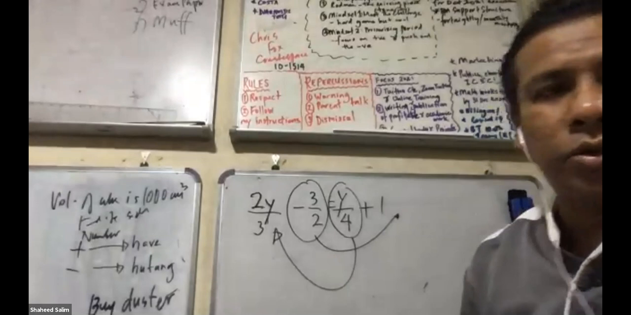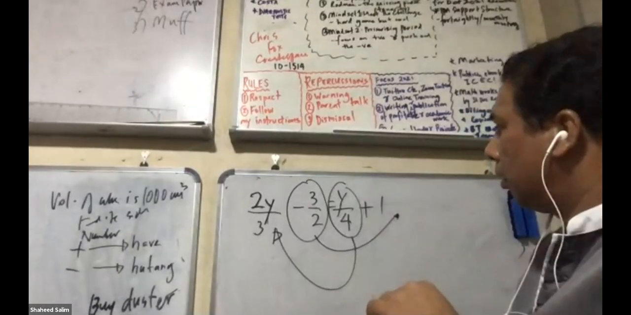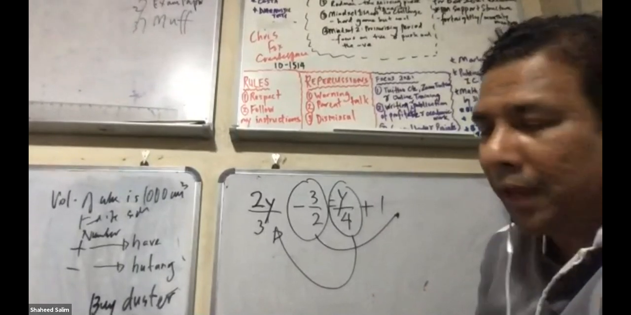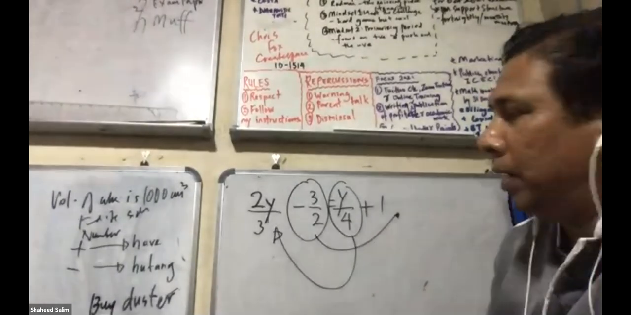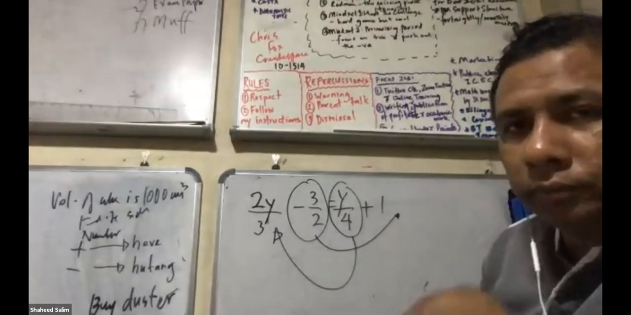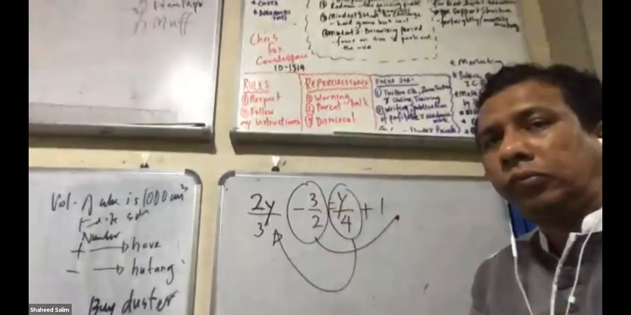Okay. And then once you have done that, you brought the y to the left side, combine it to make it the same fraction with the same denominator.